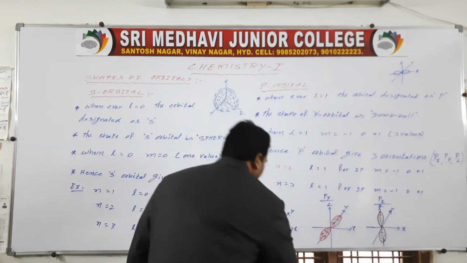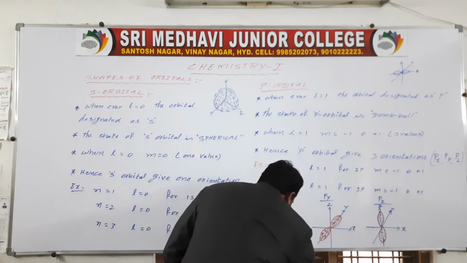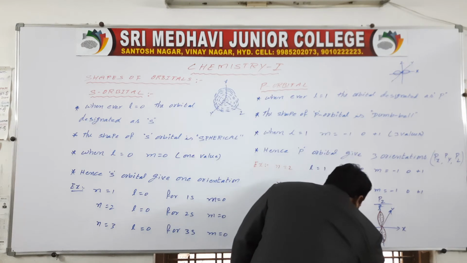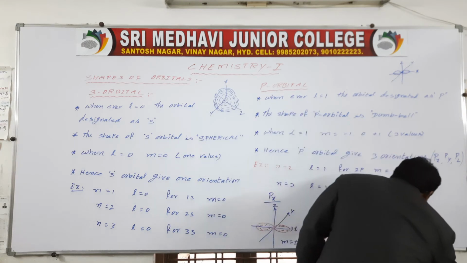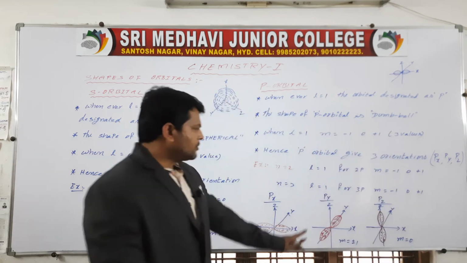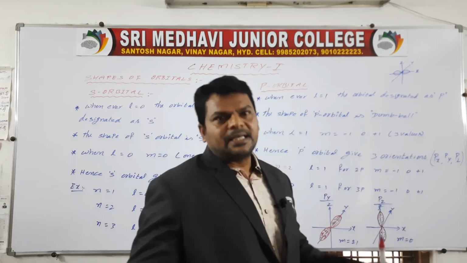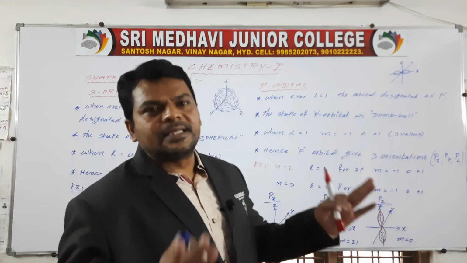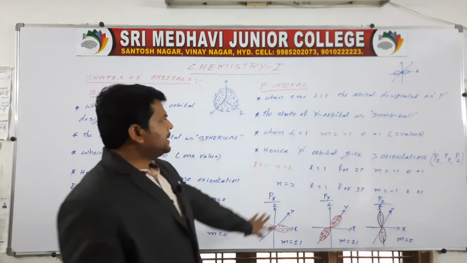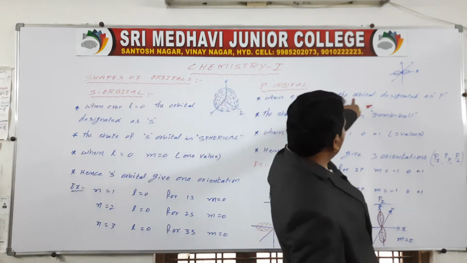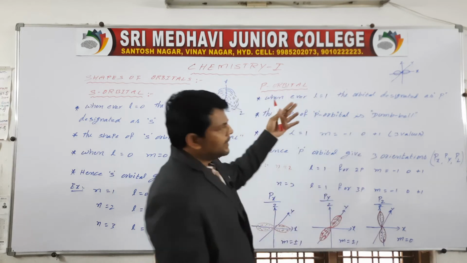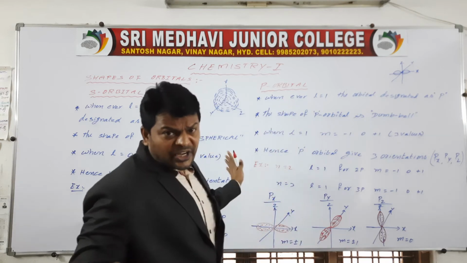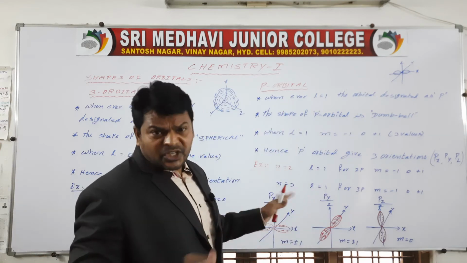For px and py, m must be plus or minus 1. For pz, m is equal to 0. So for pz, the m value must be 0. Whenever the l value is 1, it is designated as p, whether it is 2p, 3p, 4p, 5p, 6p, the l value does not change, the m value does not change.